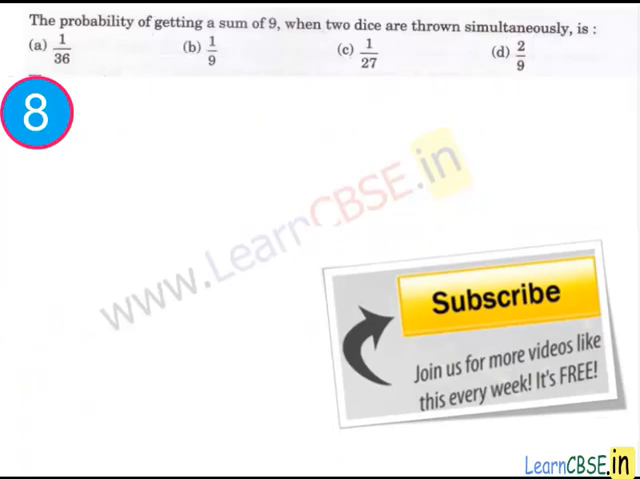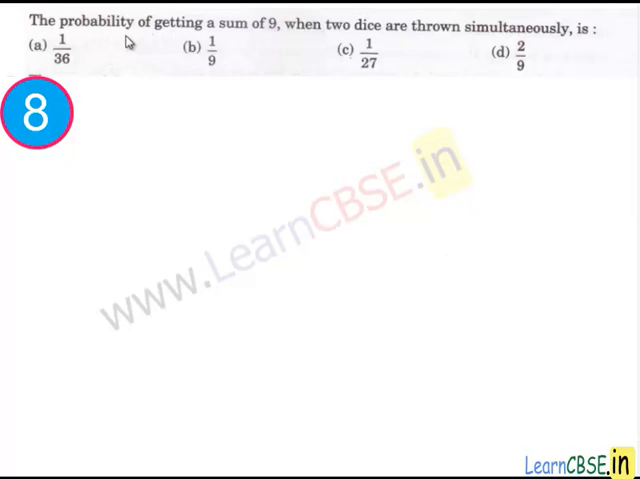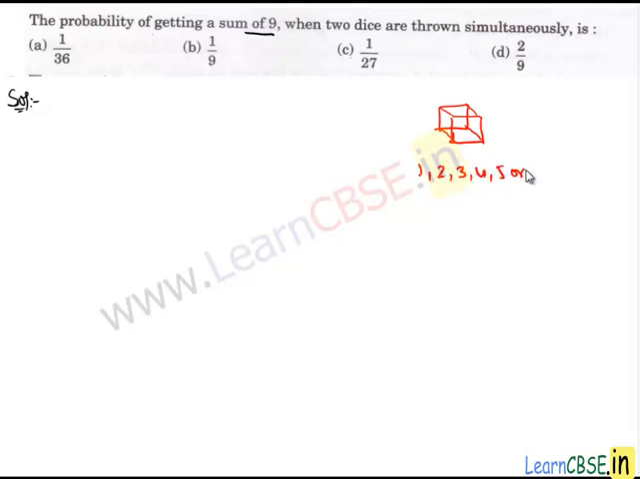Let's move to the next question. In this question, we have to find the probability of getting a sum 9 when 2 dice are thrown. Let's work out the problem. When a single die is thrown, we may get 1, 2, 3, 4, 5 or 6 on the upper face of the die. Therefore, total number of outcomes are 6 when a single die is thrown.